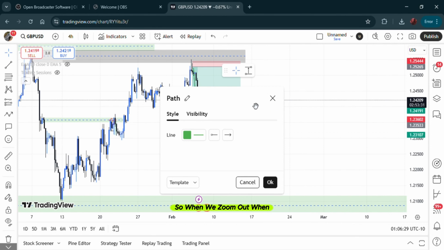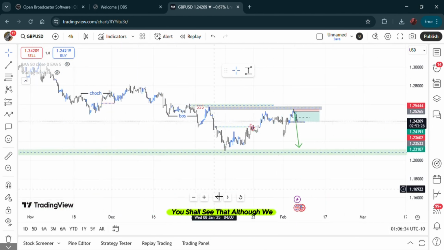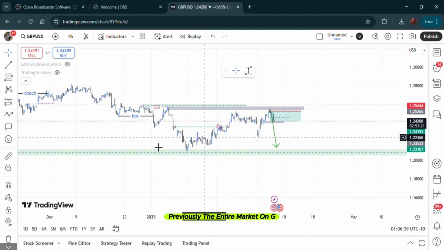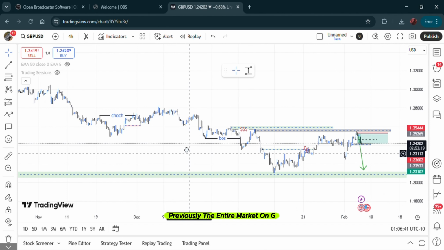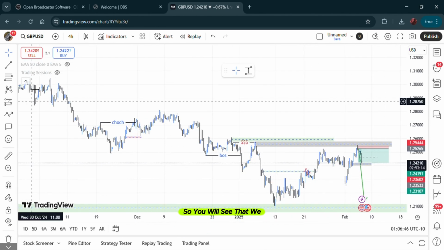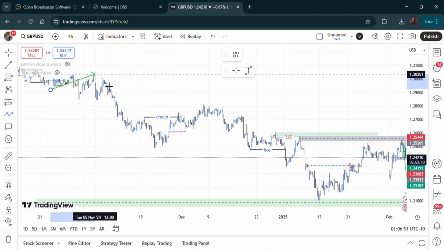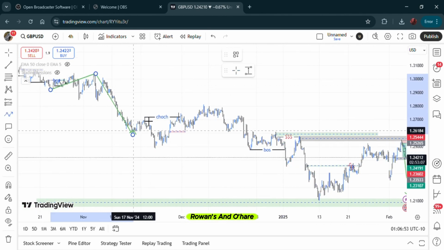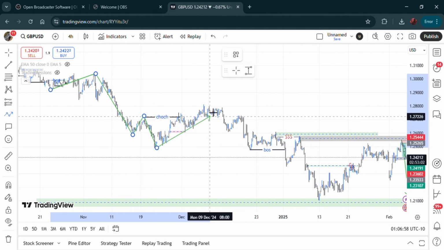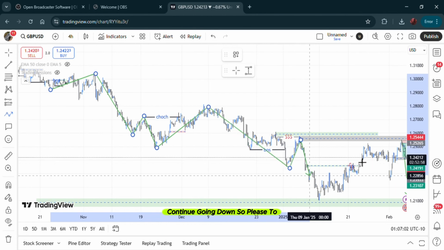So when we zoom out, we shall see that although we were in an uptrend previously, the entire market on GBP USD has been in a downtrend. So you will see that we have been making lower lows and lower highs. We have been going down, continue going down.